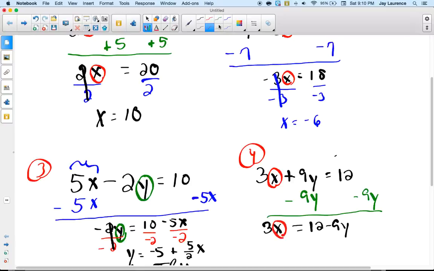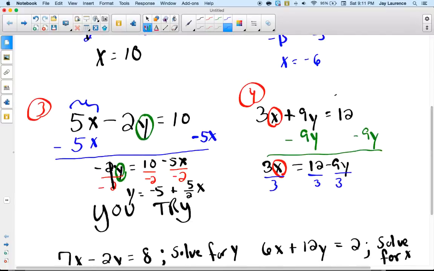Alright, well, how is the 3 attached to the x? If you said multiplication, you're correct. And I'm going to have to divide in 1, 2, 3 places. Okay, so the 3s are going to cancel, and I get x. 12 divided by 3 is 4, and 9 divided by 3 is 3, and there's a y there. And there you go, x is alone.